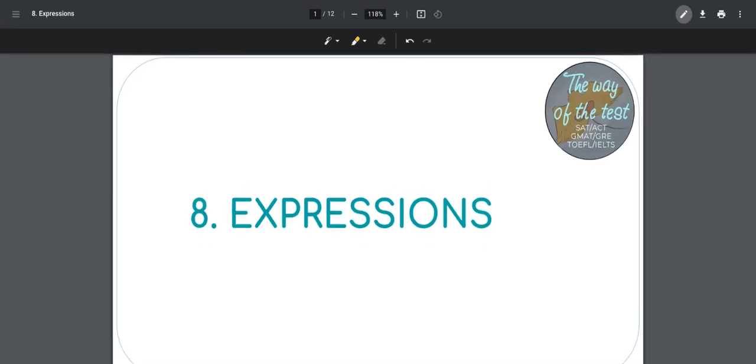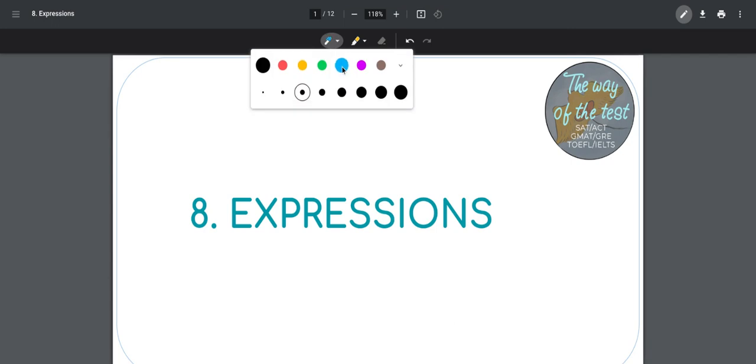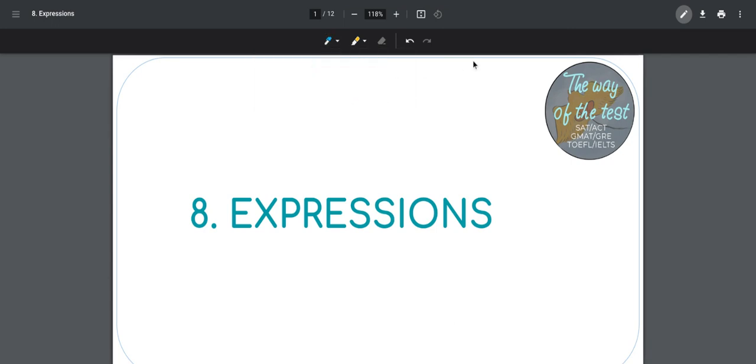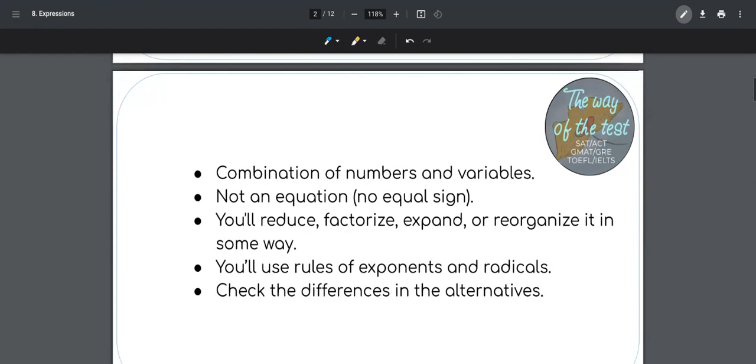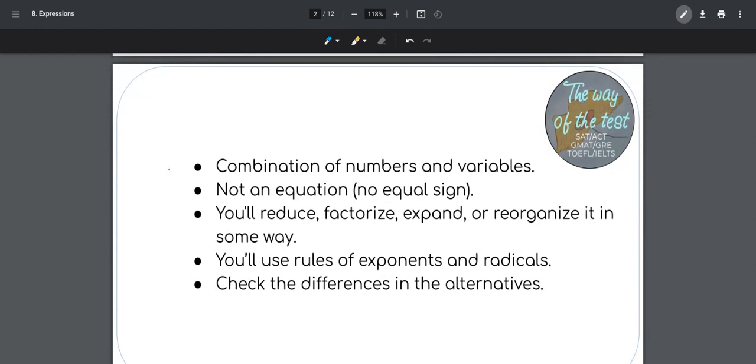Let's talk about expressions. Copy the title. This is also going to be short. Okay, what are expressions? An expression is just a combination of numbers and variables. And unlike an equation, there's no equal sign, which means there is no "this is equal to 3" or equal to 8. It's just the expression itself.